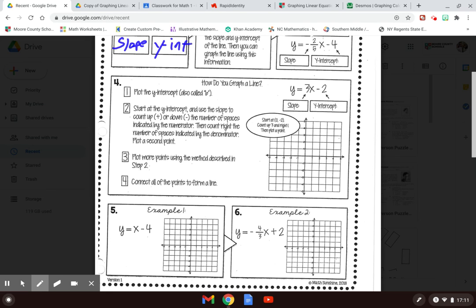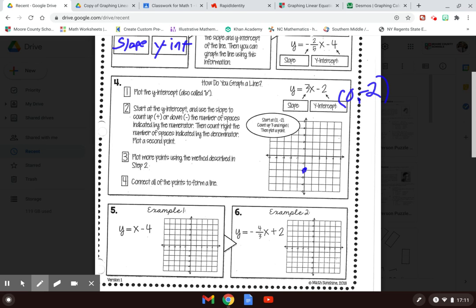So if we come down here to block number 4, all we need is the slope and the y-intercept of a line to graph a line from the equation. Block 4 says, how do you graph a line? Number 1, plot the y-intercept, also called b. In our equation, y equals 3x minus 2, the y-intercept is going to be the ordered pair 0, negative 2, because wherever the x value is 0, that is your y-intercept. So I'm going to make a point here at 0, negative 2.